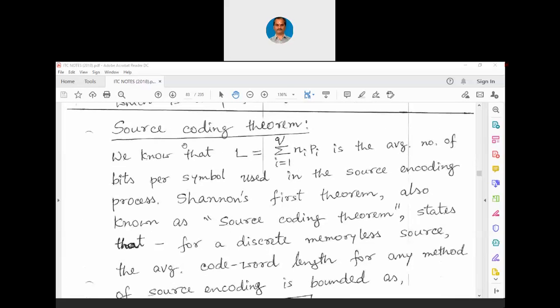We have a theorem now called the source coding theorem. We don't have its proof in the syllabus, but we have this theorem now. We know that L equals summation of i equals 1 to Q of Ni into Pi. We have done many such exercises using this. Let me annotate this again. We have been using this expression extensively in our exercises. This is the average number of bits per symbol in the source coding process. Now, there is Shannon's first theorem, also known as the source coding theorem.